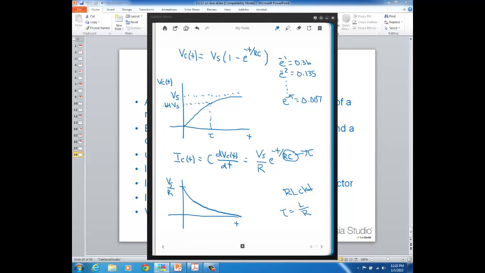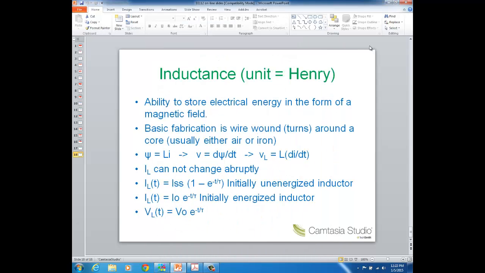So in the next few lectures, what we're going to be doing is learning a technique to solve circuits that have these storage elements where you don't have to solve the circuit using a differential equation. You can use circuit techniques to come up with those exponential curves, whether it be voltage or current, and whether it be an inductor or a capacitor.